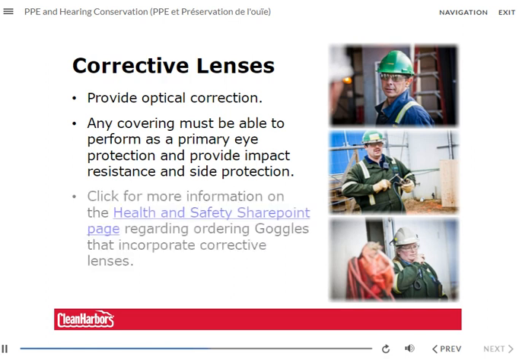The company has a safety glasses program that will allow employees to have corrective lenses built into safety frames or into safety inserts for full-face respirators. Forms for prescription safety goggles and respirator inserts are readily available on the Health and Safety SharePoint site.